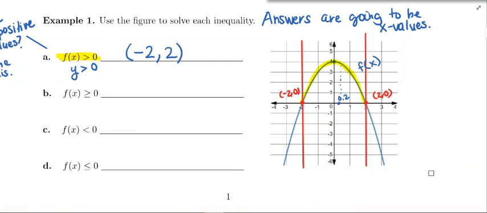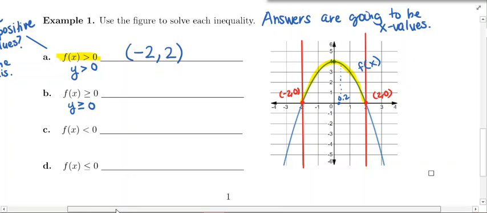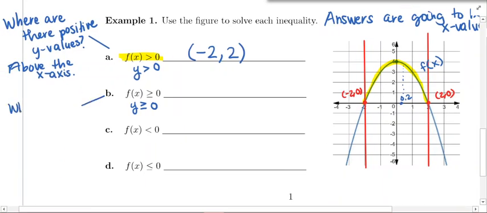The good news, the inequality in part B is nearly identical. We now have f of x is greater than or equal to 0. That translates to, where are the y values bigger than or equal to 0? So the only thing that has changed here is now the y values can actually equal 0. This part right here is asking where are there positive y values or y values of 0.